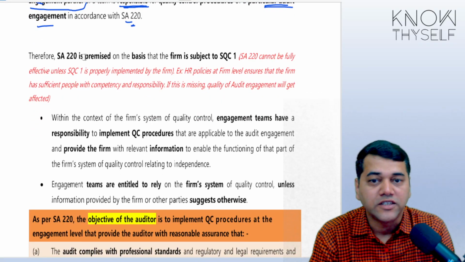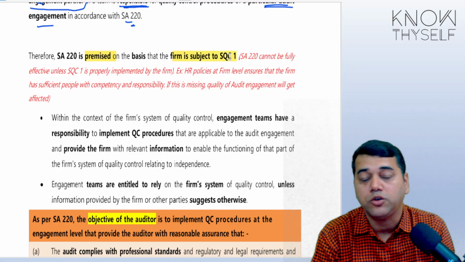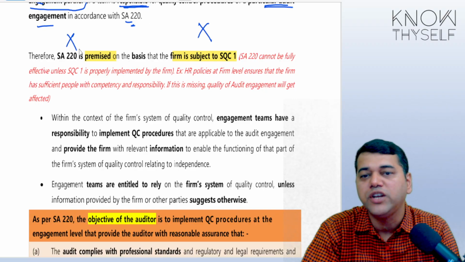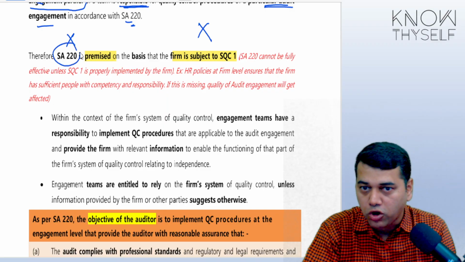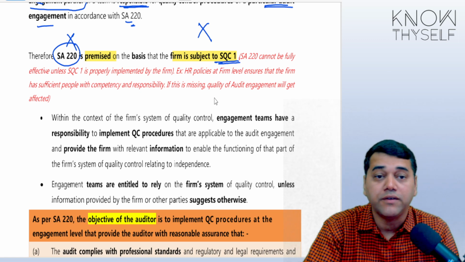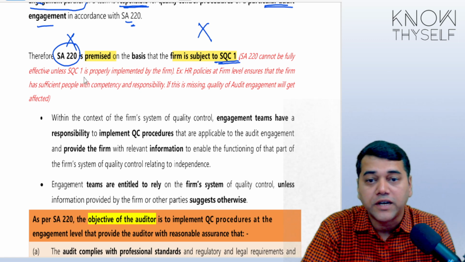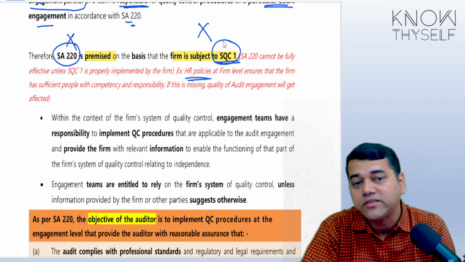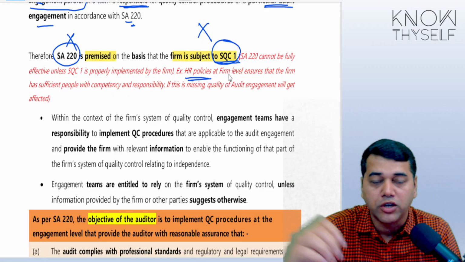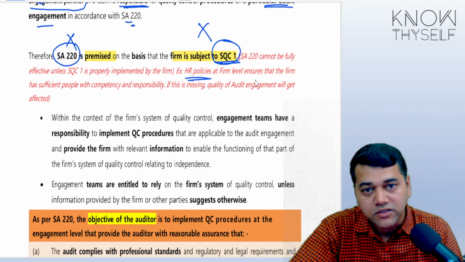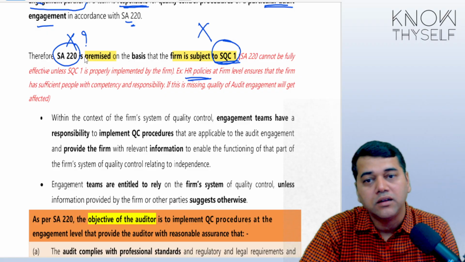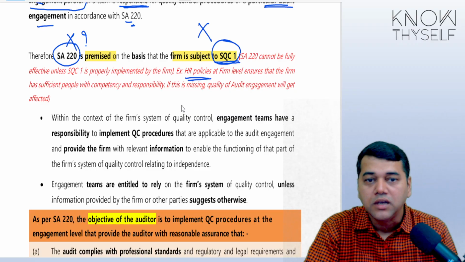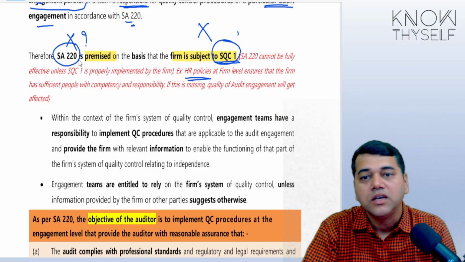Understand this sentence. It is premised on the basis that the firm is subject to SQC1. What do you mean by this? That means if you don't have SQC1, then there is no point looking into 220. If your 220 has to operate well, SQC should be operating well. So SA 220 cannot be fully effective unless SQC1 is properly implemented. For example, HR policies. HR policies are governed by SQC1. You need to have competent people, you need to pay a good compensation. If the HR policies are not good, then how do you get a good engagement partner? How do you get a good team? How can you ensure quality at the audit level? It is impossible. So if SQC1 is missing, your SA 220 will miss.